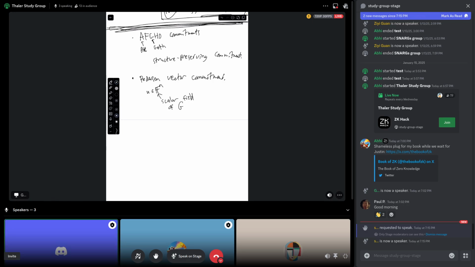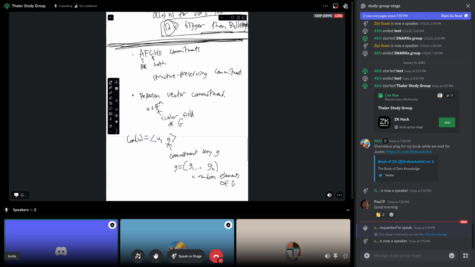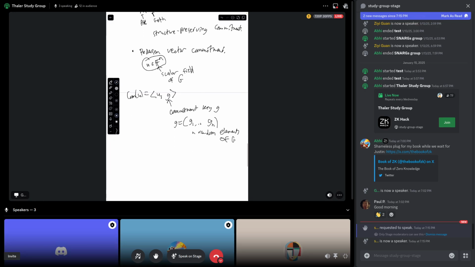So if you want to commit to a vector U with a Pedersen vector commitment, the commitment is just the inner product of U and the commitment key G, where this little g just consists of n random group elements. So that's a Pedersen vector commitment. Again, the committed vector here is a vector of field elements.